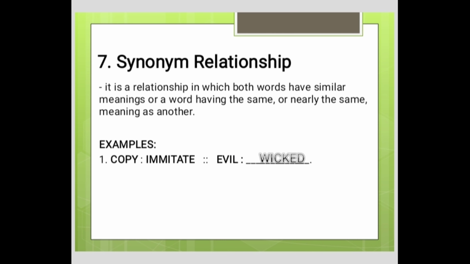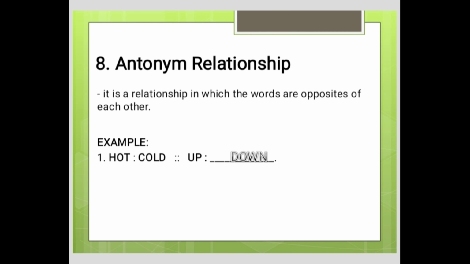Synonyms relationship. It is a relationship in which both words have similar meaning, or a word having the same or nearly the same meaning as another. It also means the words are the same or very close in meaning. For example, copy is to imitate, as evil is to weak. The word copy has the same meaning as imitating. Evil also has the same meaning as the word weak because it is defined as immorally very bad. Another example, happy is to joyful, as sad is to depressed. Let's proceed to number 8.